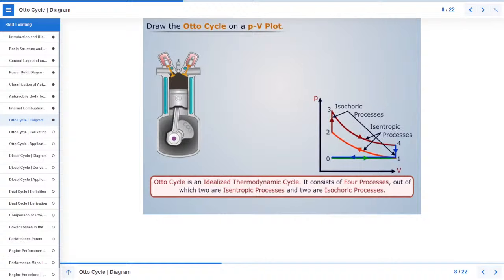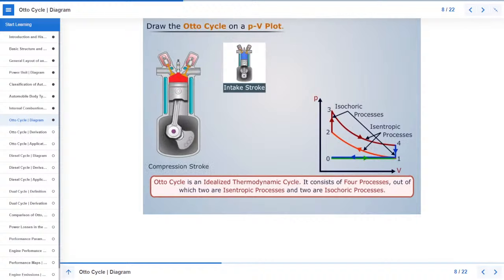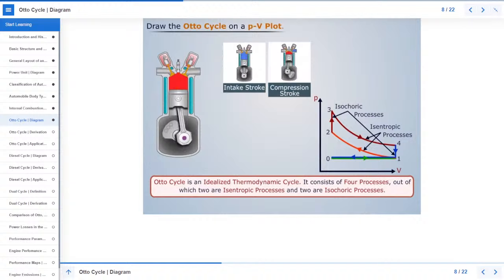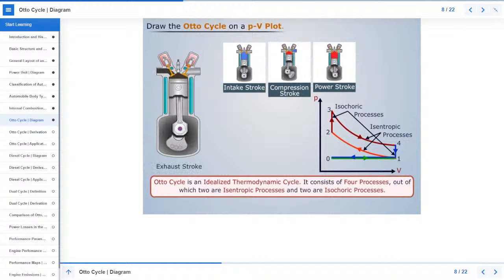We know that the 4 strokes of an SI engine are the intake stroke, compression stroke, power stroke, and exhaust stroke. All these strokes can be viewed on the PV plot as shown.